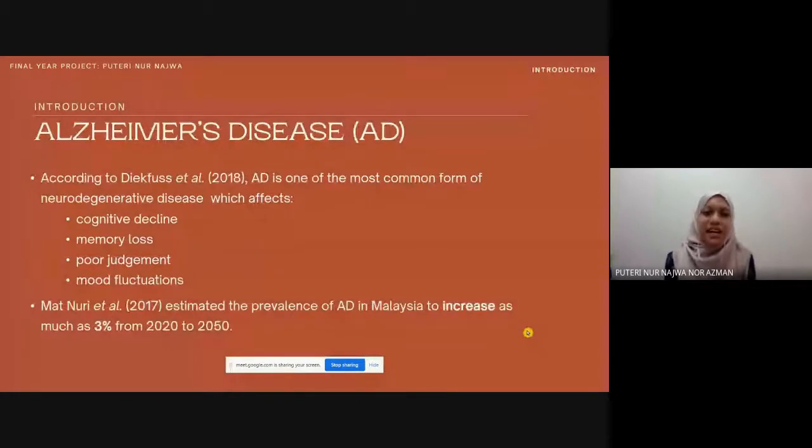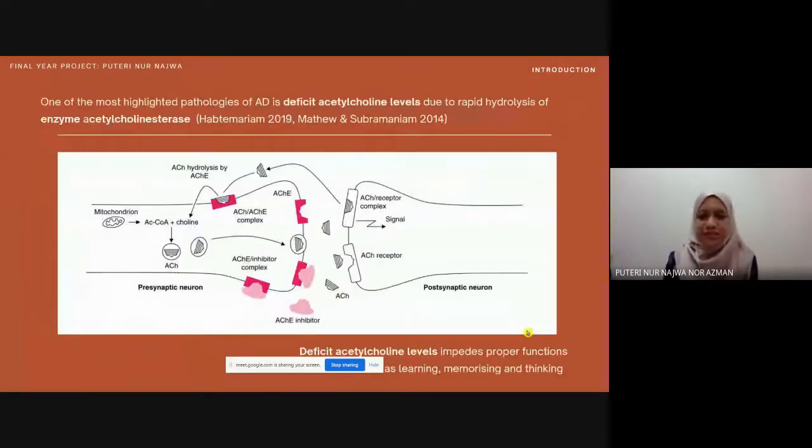Alzheimer's disease, or more known as AD, is one of the most common forms of neurodegenerative disease with these clinical symptoms, and it is estimated that the prevalence of AD in Malaysia will increase up to 3% from 2020 to 2050. Next, one of the most important pathologies of AD is the deficit levels of a neurotransmitter called acetylcholine, which is due to the rapid hydrolysis of an enzyme called acetylcholinesterase. Besides that, past literatures have found a strong link between oxidative stress and Alzheimer's disease.